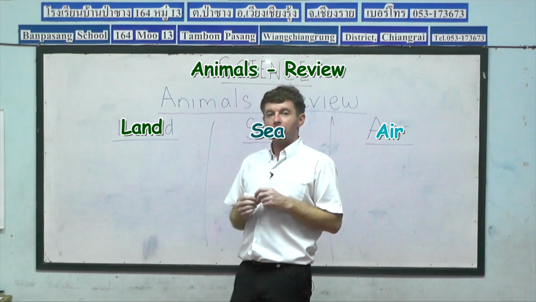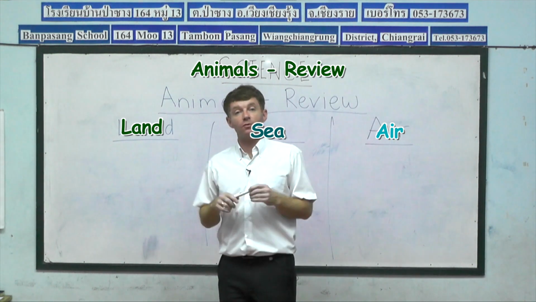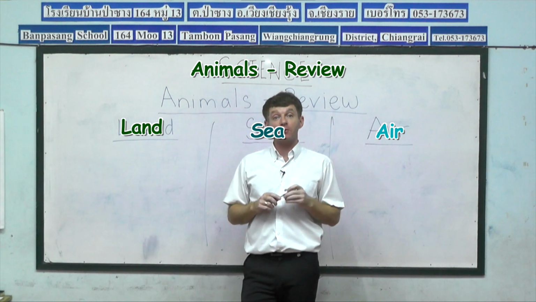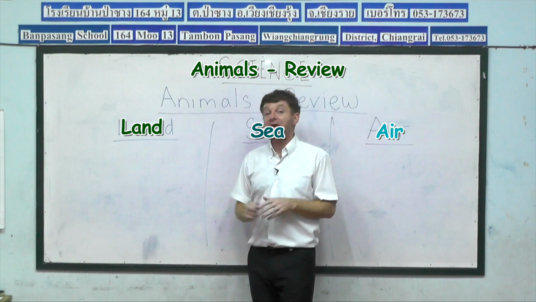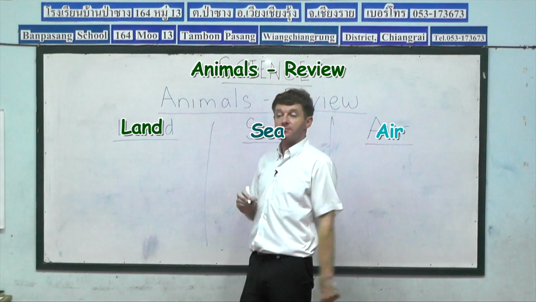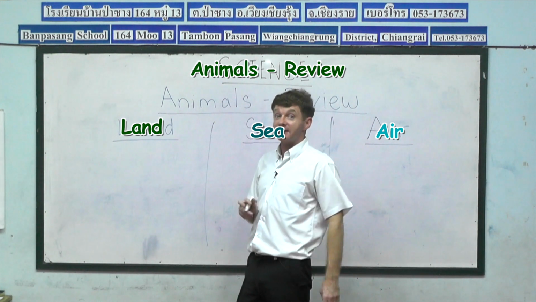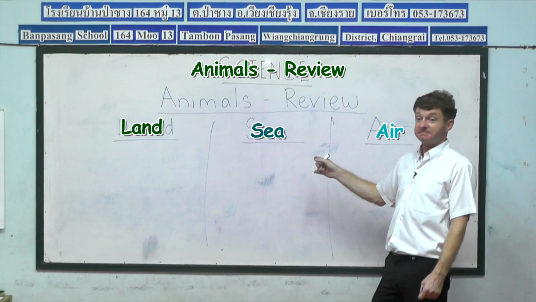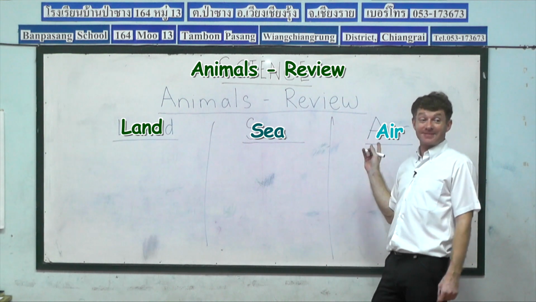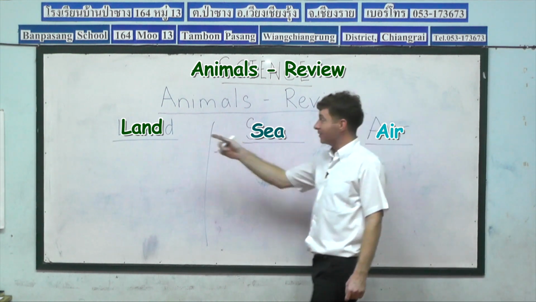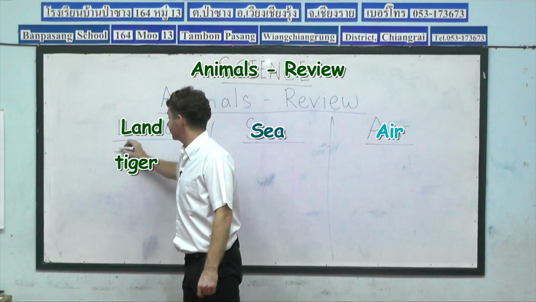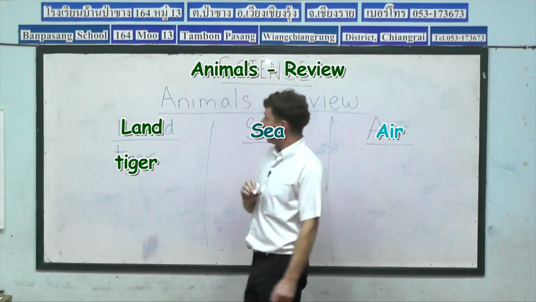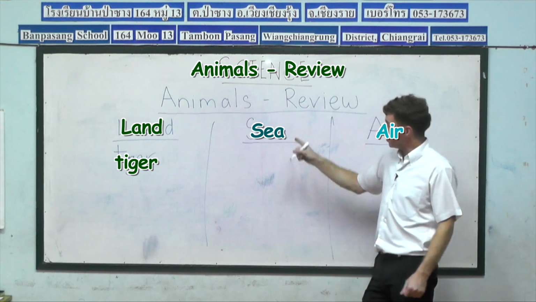So okay, the first activity in today's review lesson, let's name some of the animals that can be found in the different places. So who can think of a land animal? Tiger. Excellent. A tiger is an animal we only find on land. Will you see a tiger in the sea? No. Will you see a tiger in the air? No. We only find the tiger on land. T-I-G-E-R.